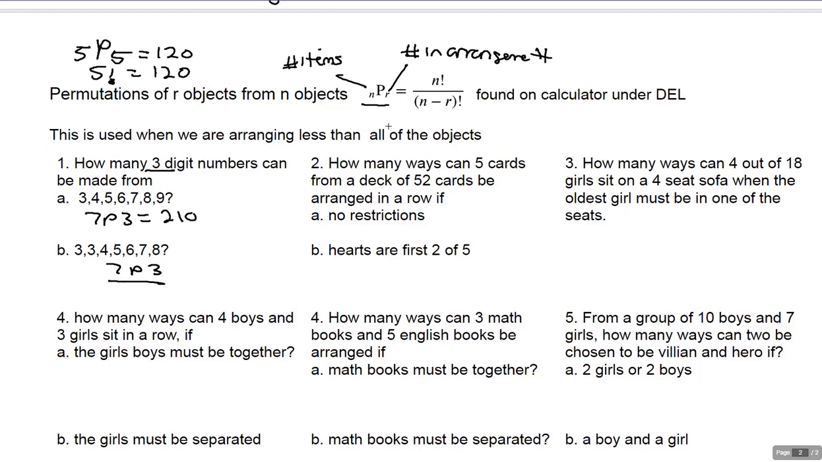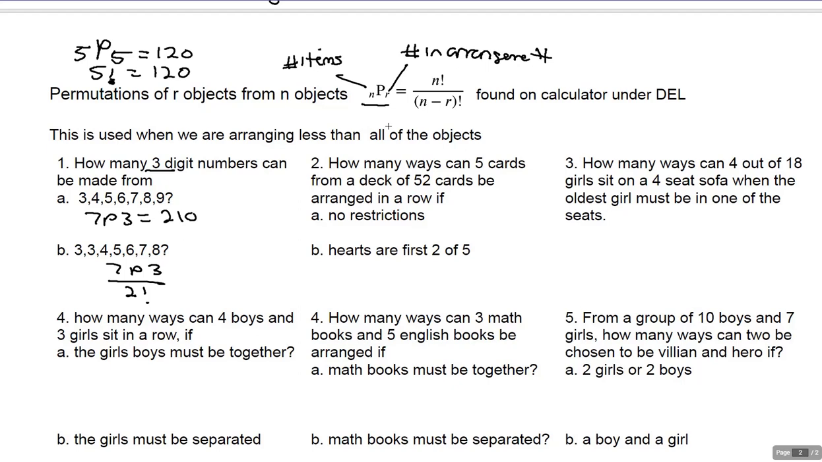But you take it into account the exact same way. I've got 1 pair of duplicates. There's 2 of them. So I would do this: 7P3 divided by 2 factorial. I got 105. You got what? 105.